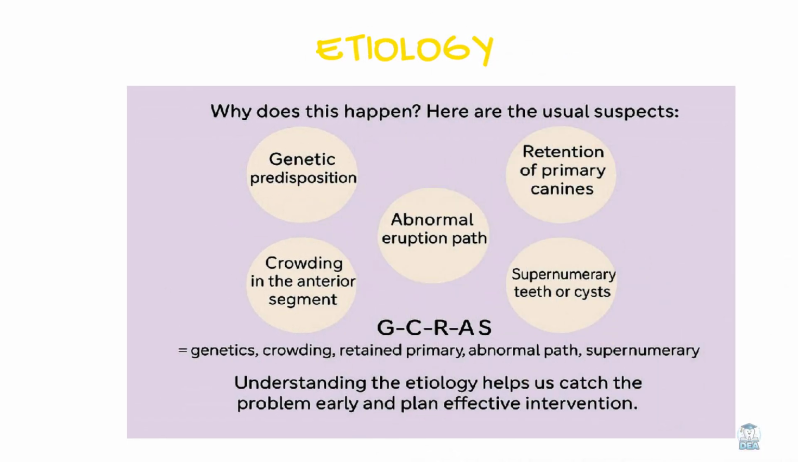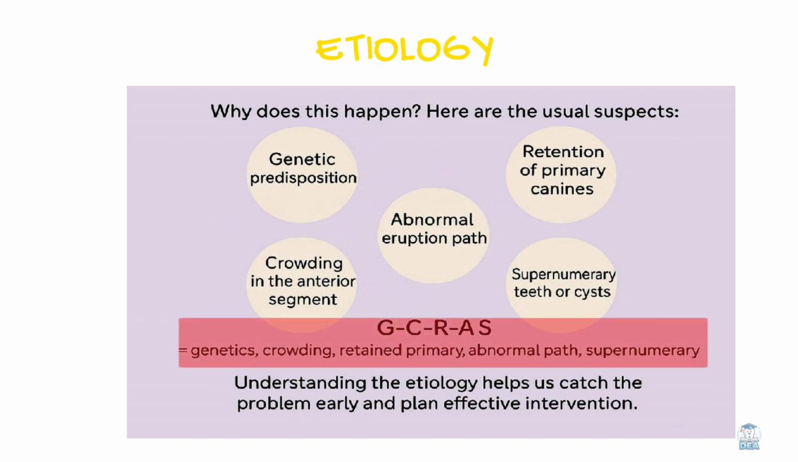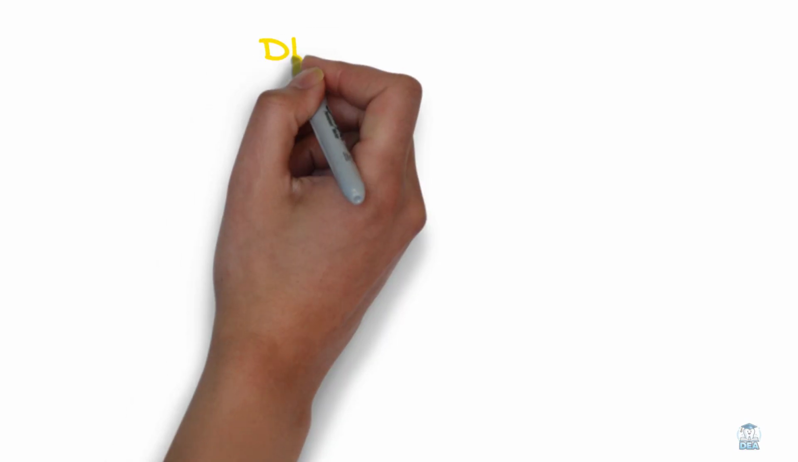Causes include genetic predisposition, crowding of the anterior segment, prolonged retention of primary canines, abnormal eruption path, and supernumerary teeth or cysts. Use the mnemonic GCRAS: genetics, crowding, retained primary, abnormal path, supernumerary. Etiology helps in early detection and planning intervention.